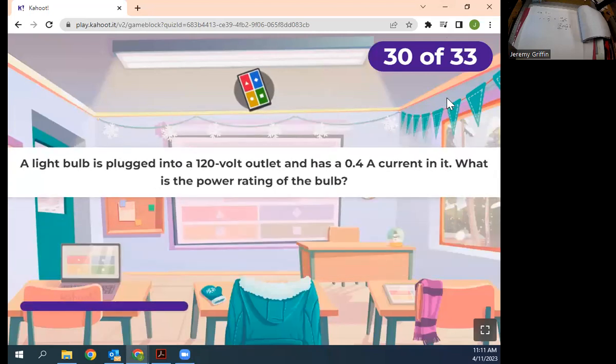Got a 120-volt outlet, 0.4 amps current. What is the power rating of that light bulb? Ooh.